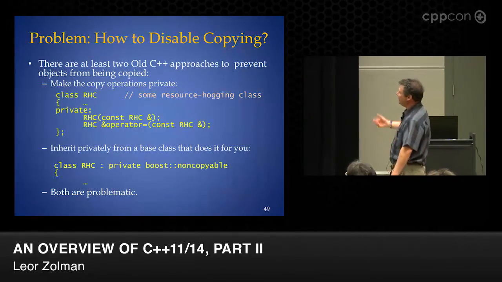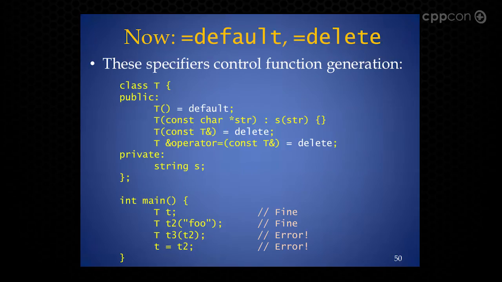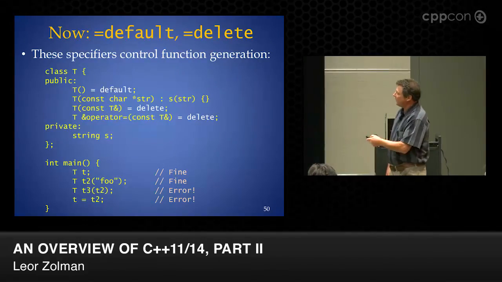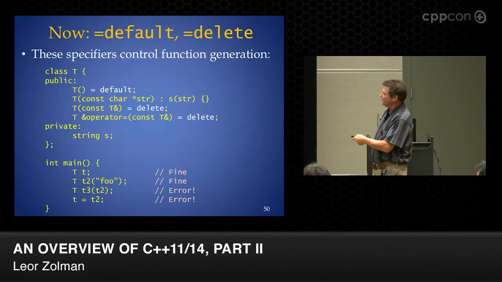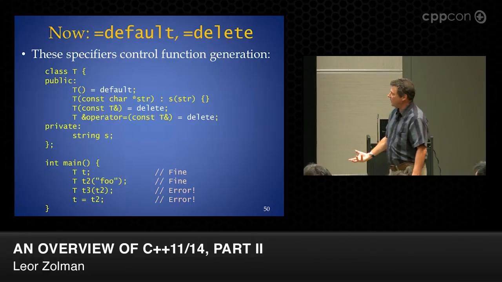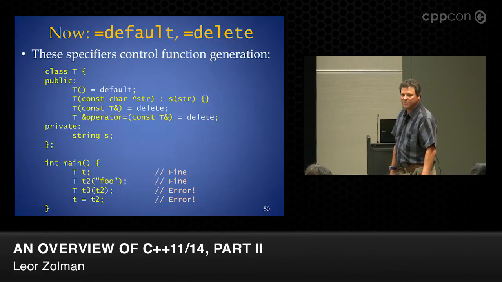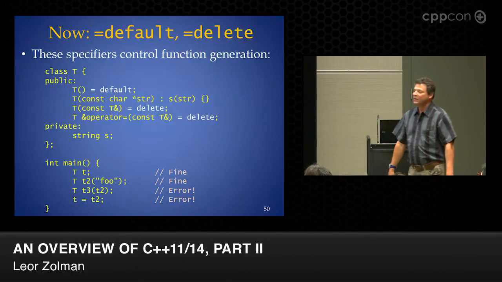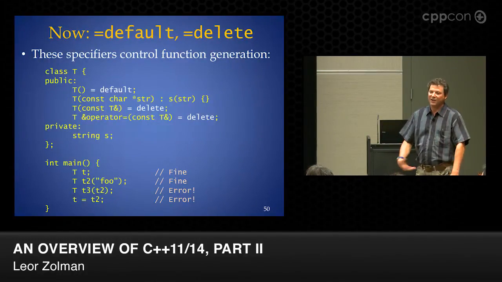In C++11, there's a much cleaner way to do it. So these new specifiers, equals default and equals delete, can now be tacked onto the generated function declarations. So this only applies to functions that would have been generated or not by the compiler. So default constructor, copy assignment operator, and destructor are the functions you can specify with equals default and equals delete. If you say equals default, the compiler generates the same function it would have generated had it done it on its own.